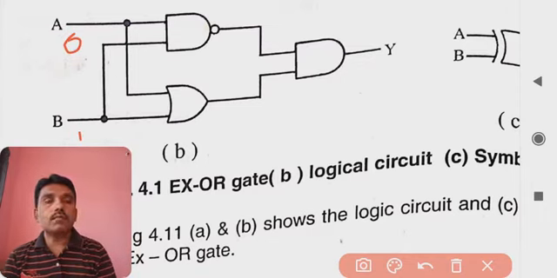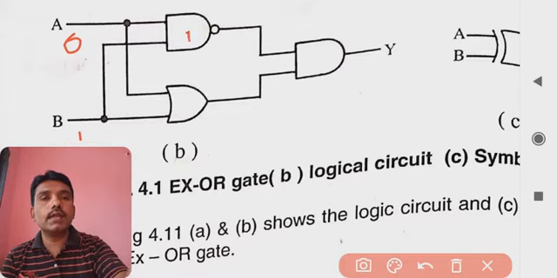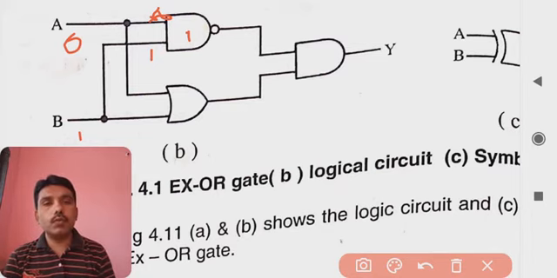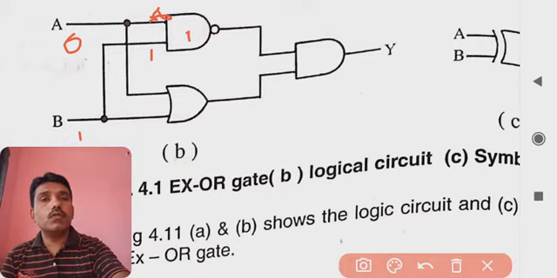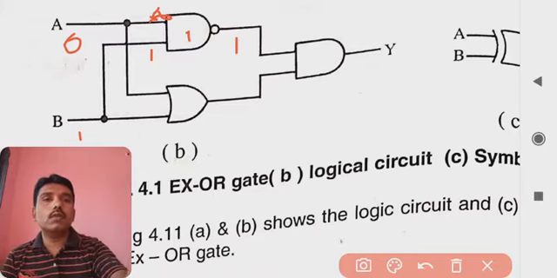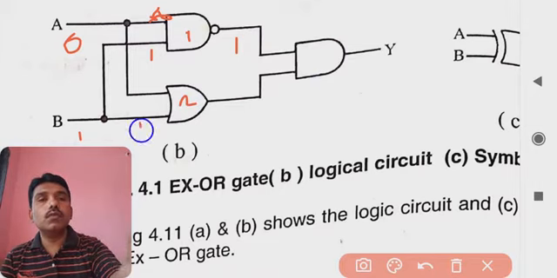Now for the first NAND gate in this diagram, the input is 0 from A and 1 from B. That means for the NAND gate the input is 0 1. We know the logic for the NAND gate: when all the inputs are high, the output is 0, otherwise it is high, so 0 1 will give you an output of 1. And secondly, for the OR gate, we have input 1 from B and 0 from A.